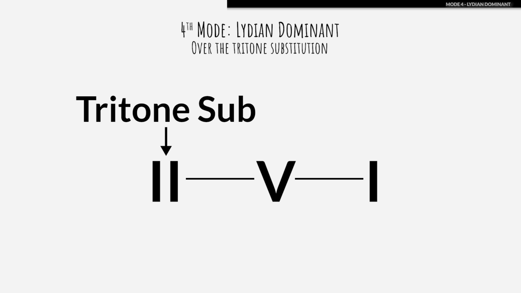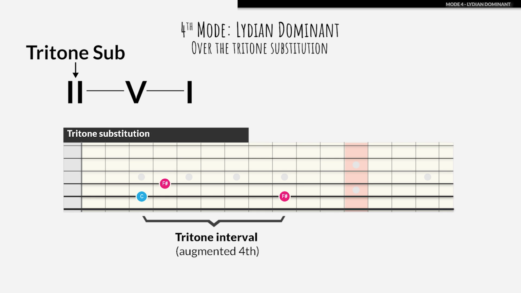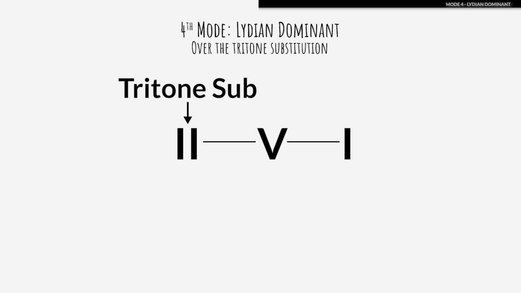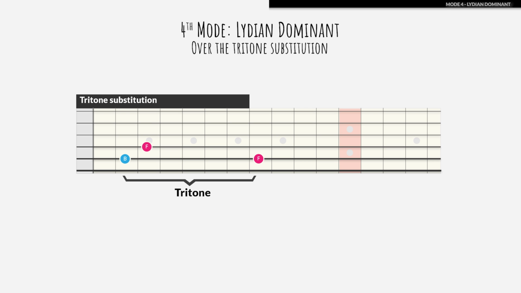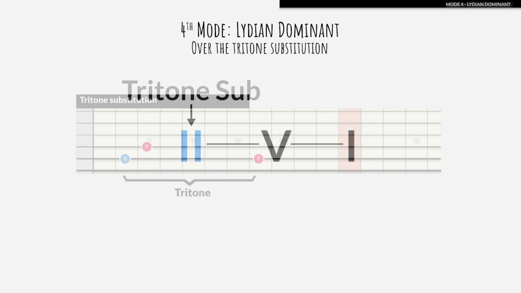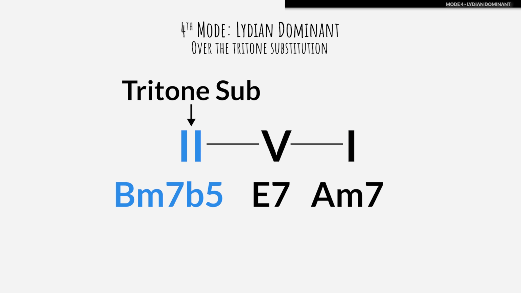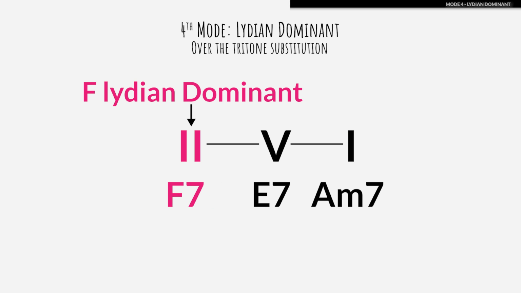The Lydian dominant scale works fine over a tritone substitution of the 2 chord in a 2-5-1 progression. The 2 chord can be replaced by the dominant chord that is a tritone, an augmented 4th, away from that 2 chord. Now in A minor, the 2nd degree is B minor 7 flat 5. The F chord is a tritone away from the B minor 7 flat 5 chord. So we will replace the B minor 7 flat 5 chord with the F dominant 7 chord. Here's an example in A minor.